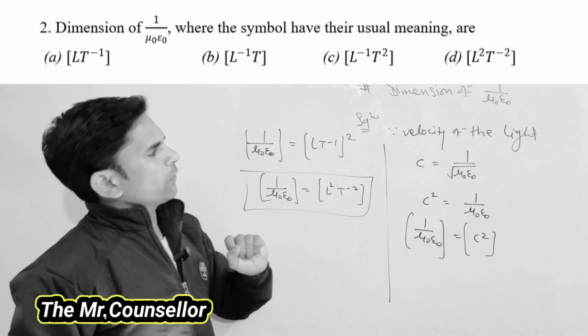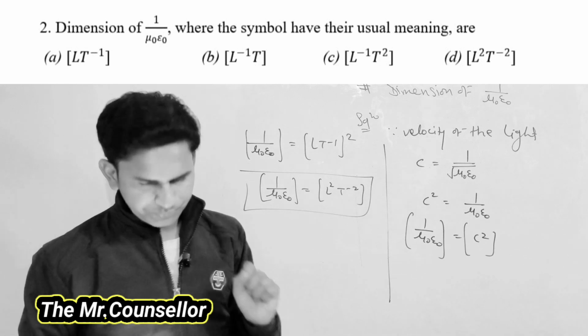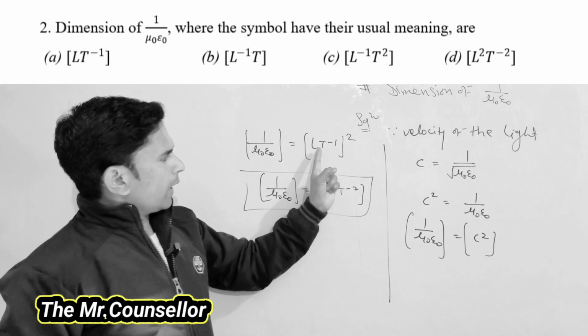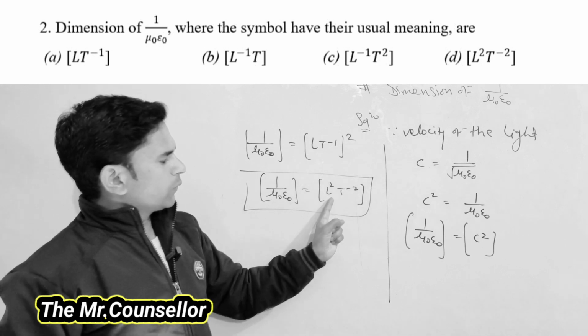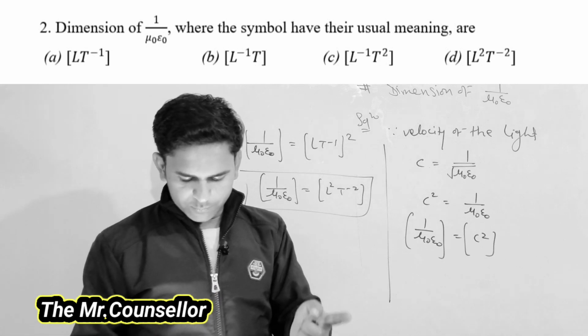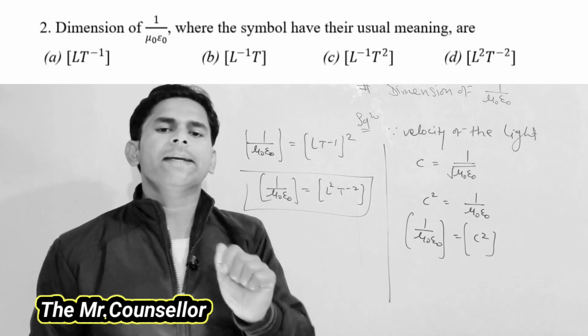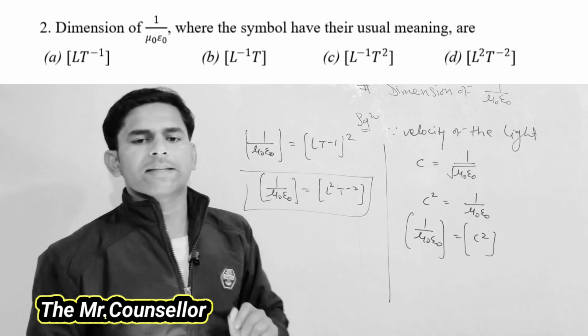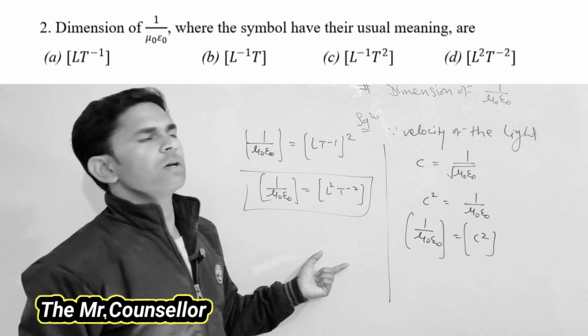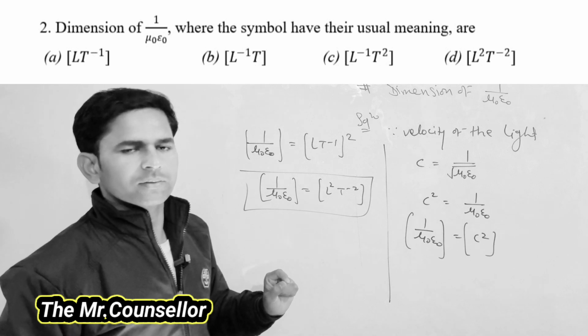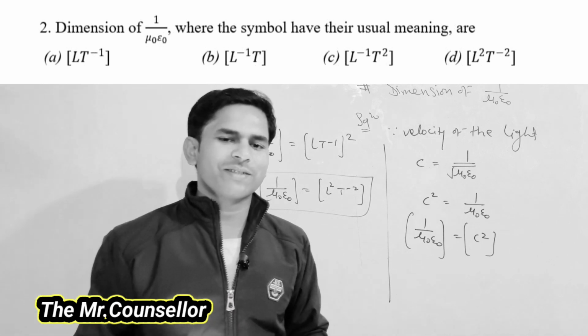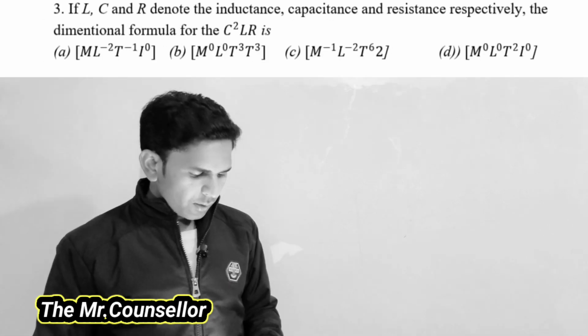So c has LT minus 1 power 2 like this. Which option is correct? You can see option D is matching. So option D is the right answer of this problem. Is it okay or not? Okay, now we are going to discuss the next problem.